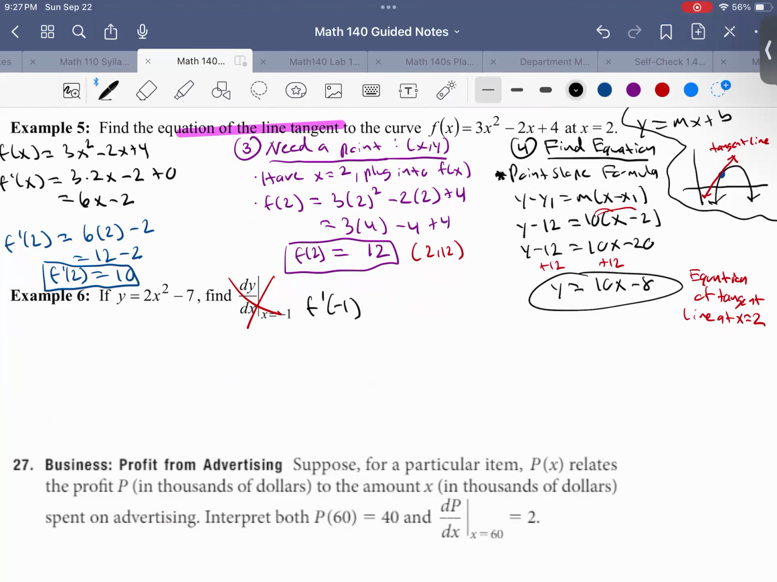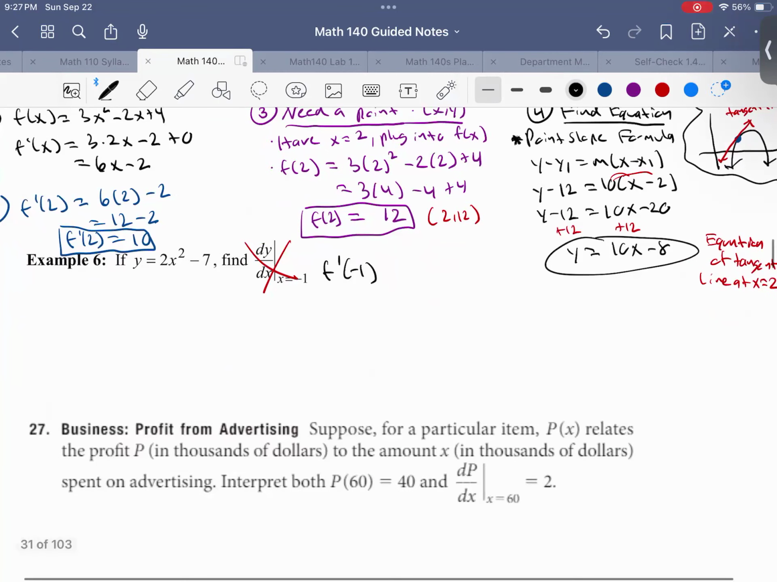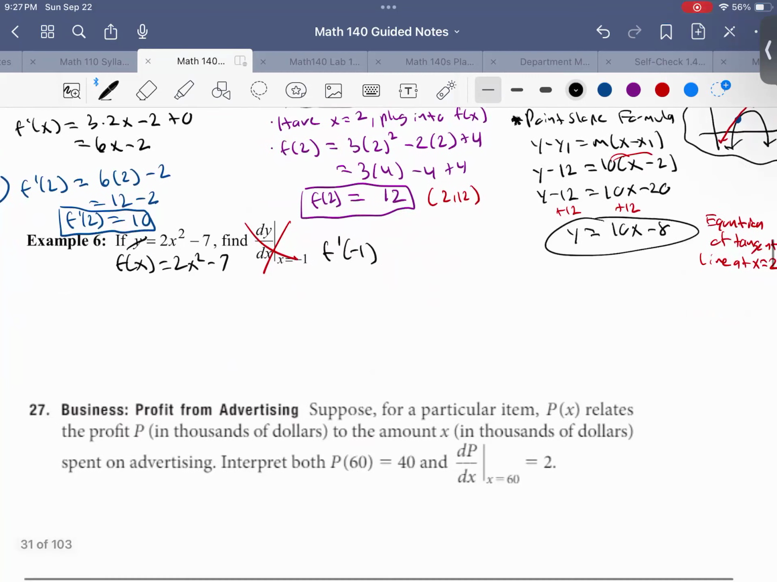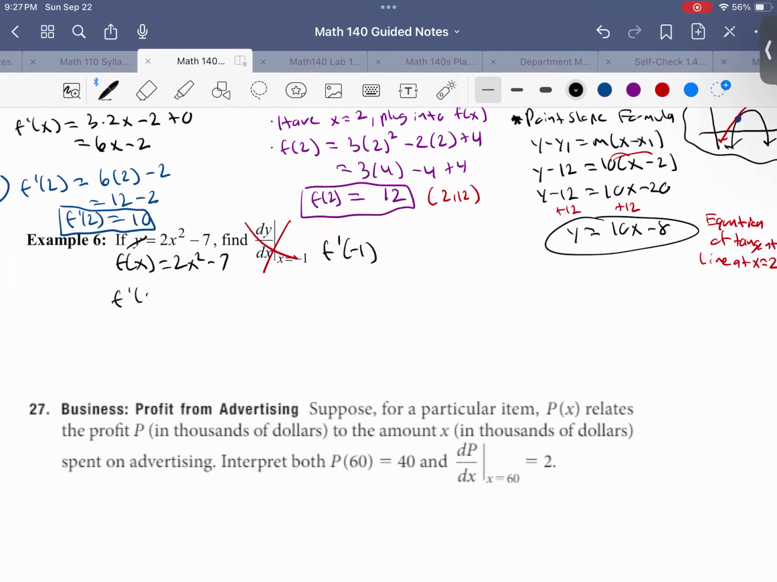But let's go ahead and do it. So, I guess I'll change this to f of x equals 2x squared minus 7, right? Just changing a couple annotations just for personal preference. But same thing, I want to find the derivative and then plug in -1. So f prime of x is going to be 2 times 2x minus 7, which is just 4x minus 7.